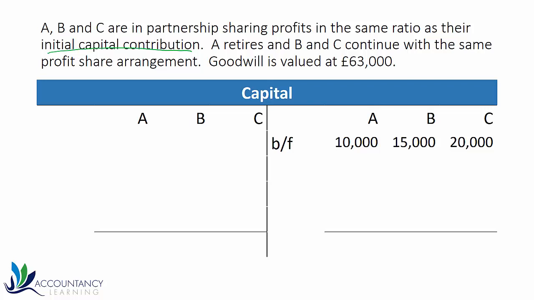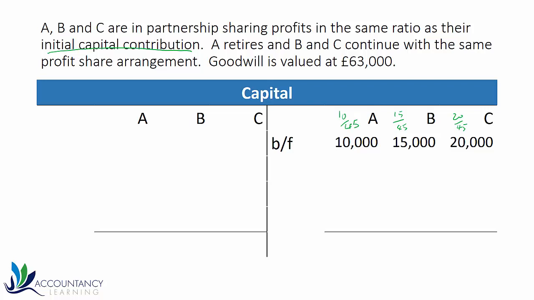So we can see that partner A is going to be getting 10 out of the 45. So they've got a profit share ratio of 10 out of 45. And then for partner B, 15 out of 45. And partner C is 20 out of 45. So that's their profit share ratio before the partner retires.